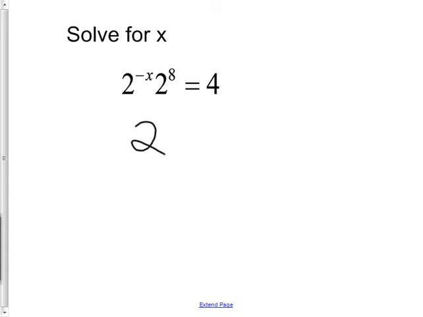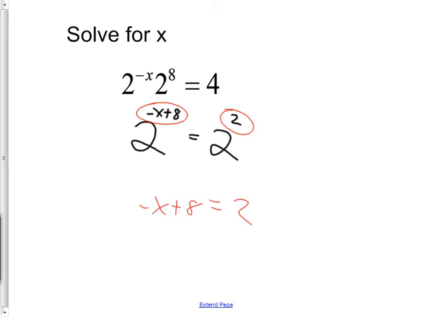All right, you should have said this is 2 to the negative x plus 8. Getting a little weird there. And that 4 should be written as 2 to the second. That way they have the same base. That way this equals that. Negative x plus 8 equals 2. Subtract 8. Negative x equals negative 6. x must equal positive 6.